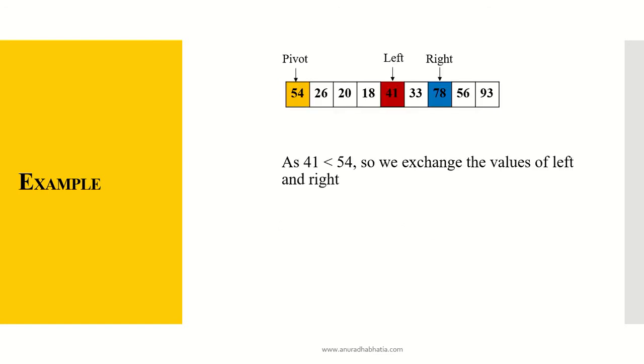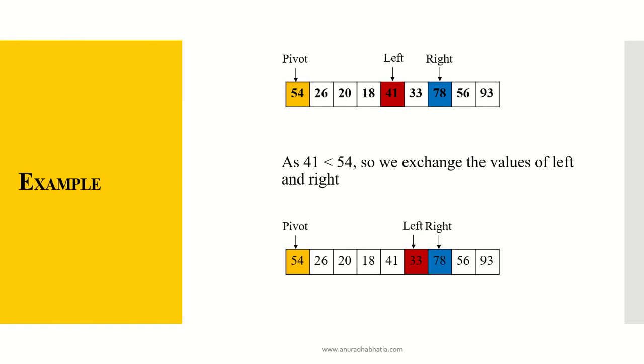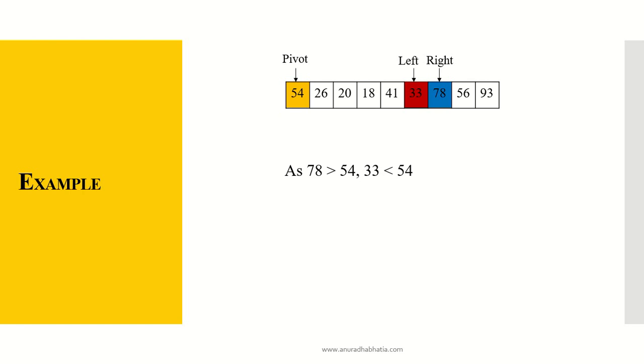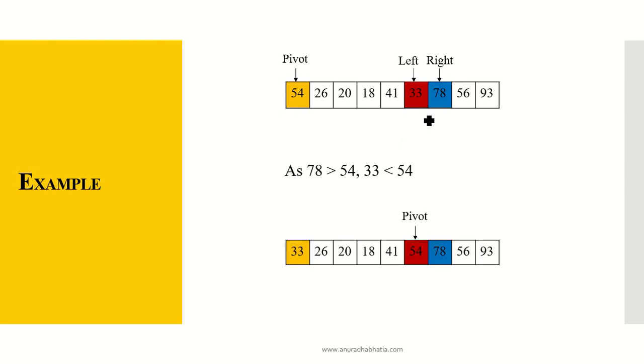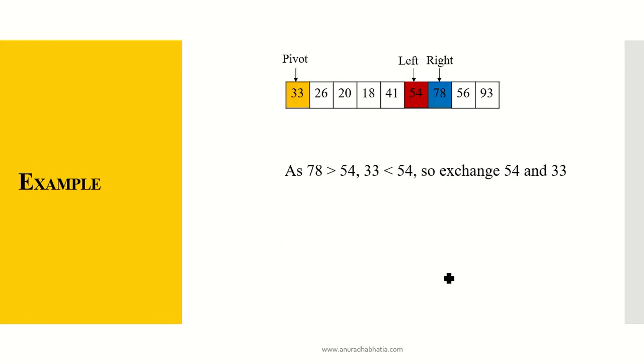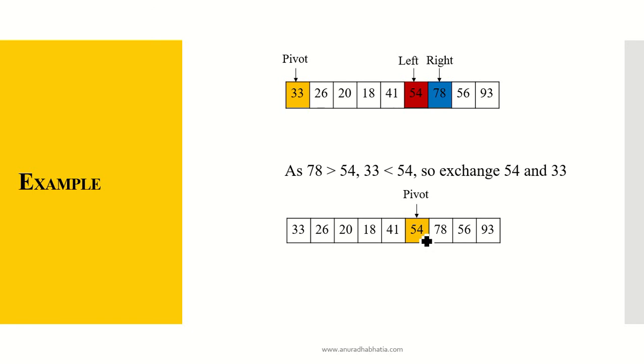So 41 less than 54. So we exchange the values and then left plus plus. So now it is 33 and 78. As we do 33 and 78, what we see next, 78 is greater than 54 and 33 is less than 54. So we've got the position for our pivot element here. So we exchange the value of 33 and 54. So my pivot value has got its final position. You will see we exchange 54 and 33, so it's got the final position.